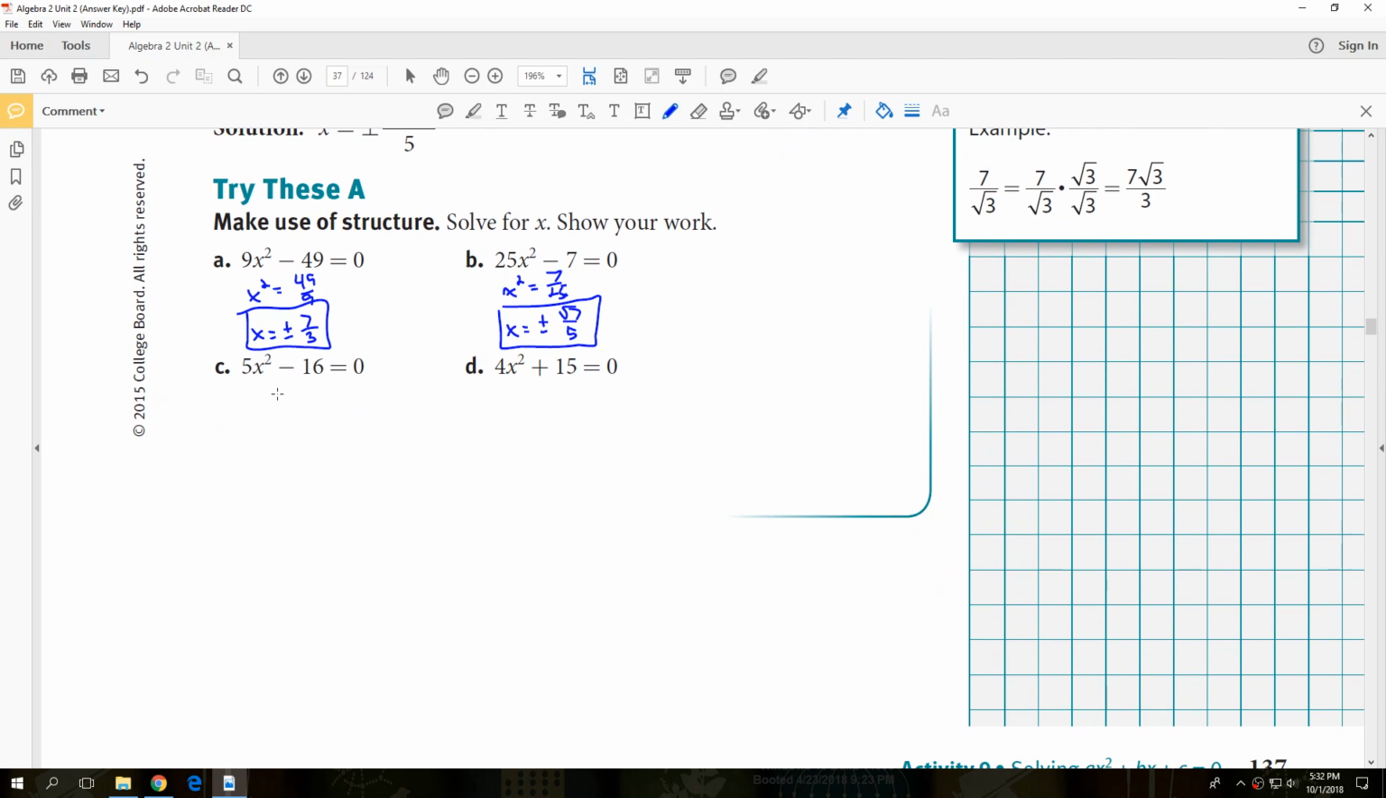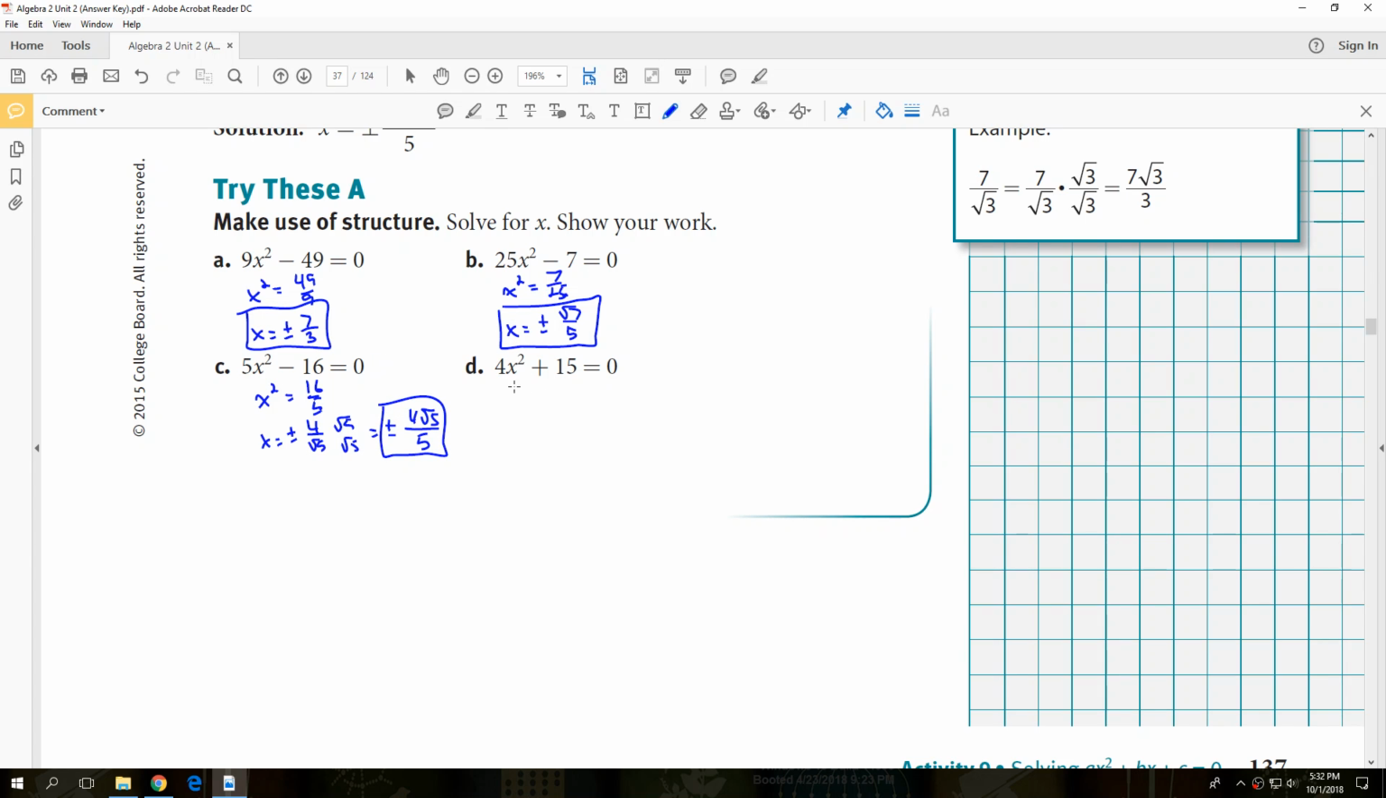All right, let's go to the next one here. So here we've got x squared is equal to 16 over 5. So we get x is equal to plus or minus, when I take the square root of this whole thing, you get 4 over the square root of 5. And it can't have that, so I need to multiply top and bottom by square root of 5. So this is going to be equal to plus or minus, don't forget about that plus or minus, 4 root 5 all over 5.